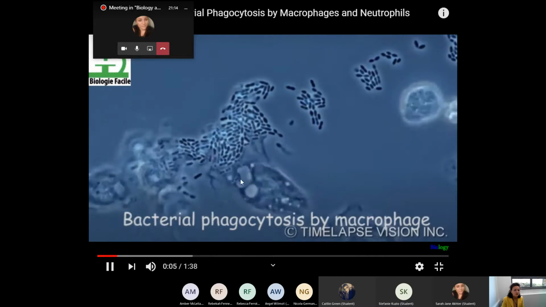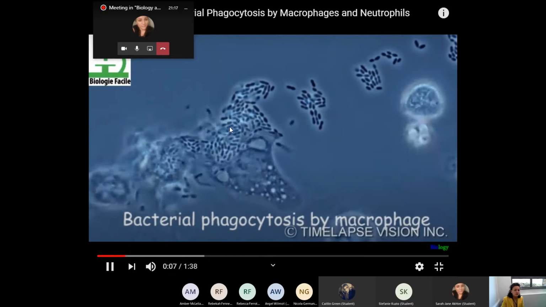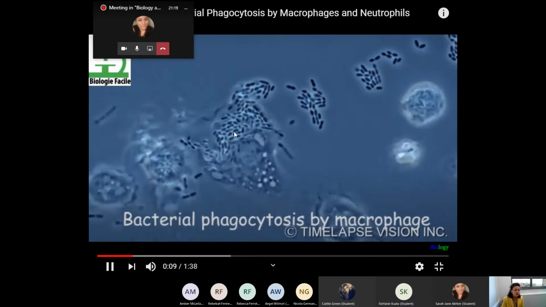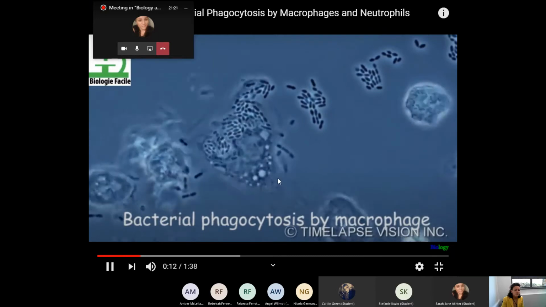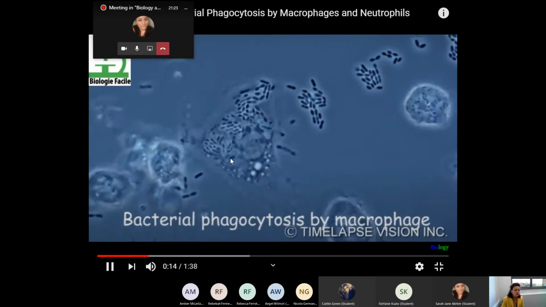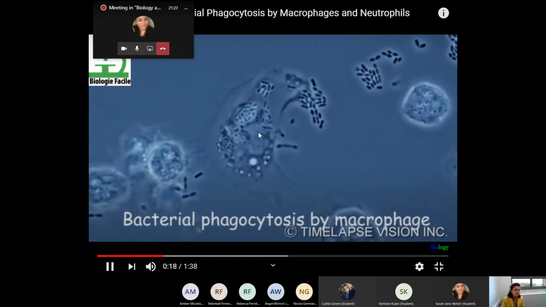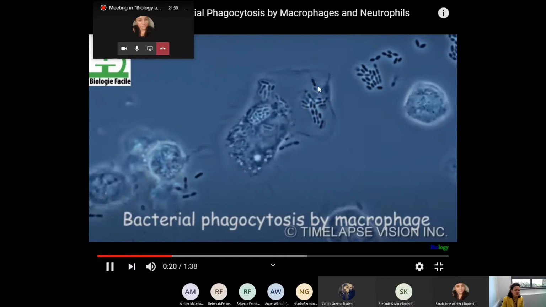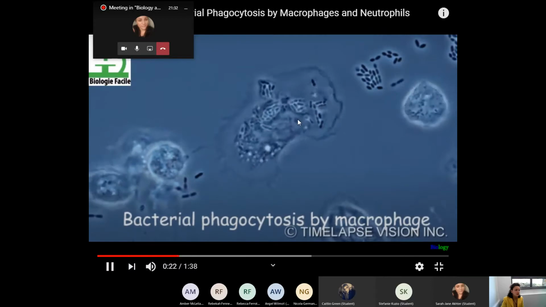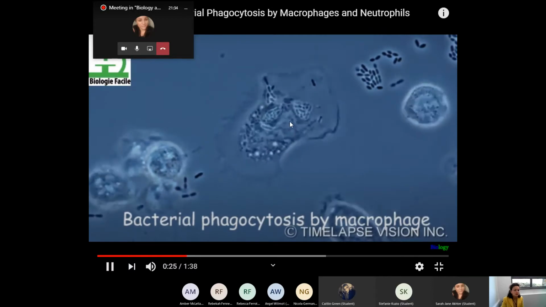Right, so here you can see that, right? These little shapes are bacteria, and those bigger blobby shapes are phagocytes. You can see it just wrapping around this bunch of bacteria until the bacteria end up inside the phagocytes, and that's what's happening.